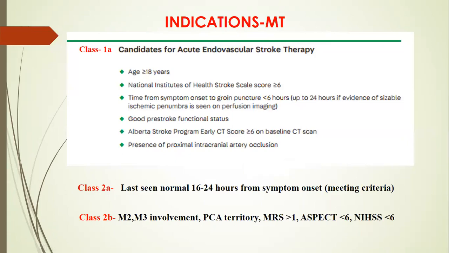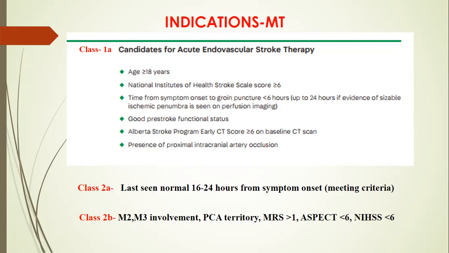So we'll come to mechanical thrombectomy. What are the indications for mechanical thrombectomy? Age should be more than 18 years, because for less than 18 years there are no proven trials even for thrombolysis or mechanical thrombectomy. And the NIHSS score should be more than 6, which indicates the patient should have a major stroke. And time to groin puncture, ideally less than 6 hours, but newer trials say up to 6 to 24 hours; new trials have also come.